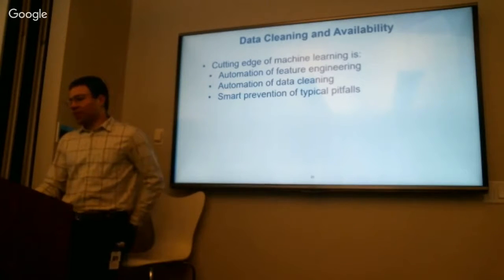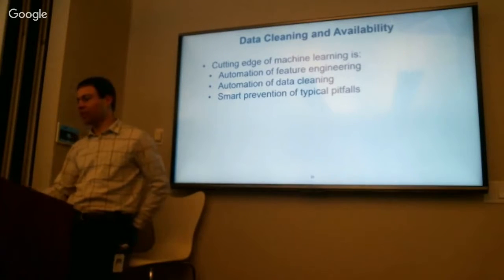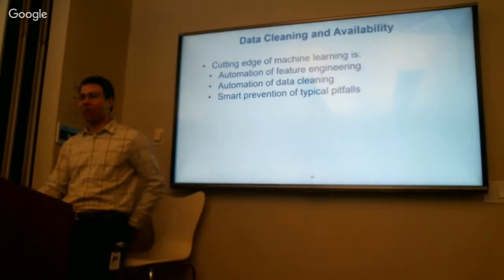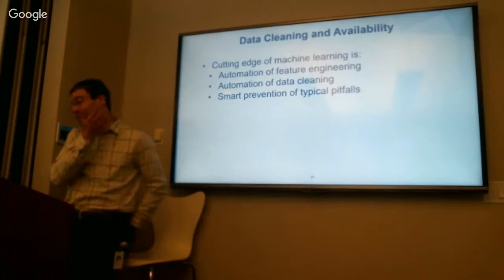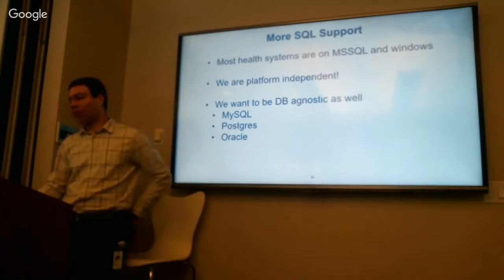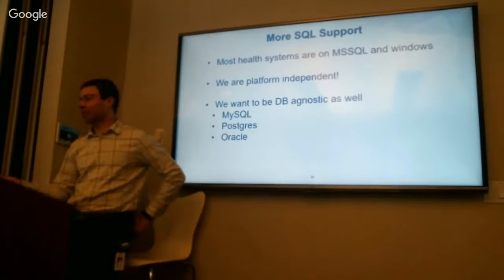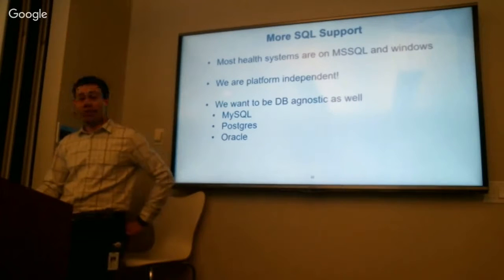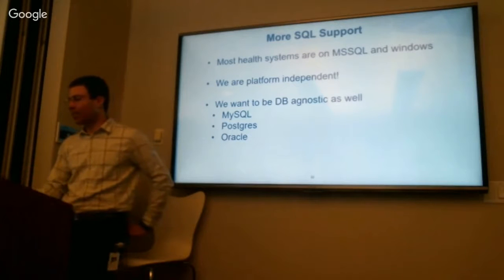Again, with data cleaning and availability, we want to automate feature engineering, like turning dates into ages or zip codes into longitude and latitude, and helping people avoid pitfalls through intelligent software design, essentially. We want to add SQL support. Most of the health systems are on MS SQL right now, which was why we started there. But we're operating system independent right now, and we'd like to be database agnostic as well. So MySQL, Postgres, Oracle, all of that would play nicely, just like SQL Server does.